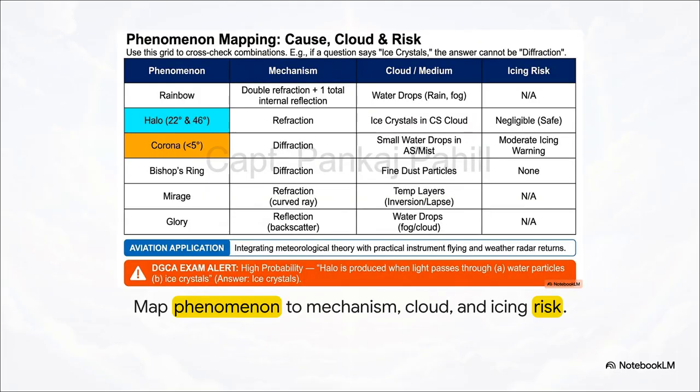You also have to be able to cross-check these facts. Map the phenomenon directly to the mechanism, the cloud medium, and the icing risk. For instance, if an exam question states ice crystals, well, your answer simply cannot be diffraction or corona. Ice crystals go with refraction, cirrostratus clouds, the halo, and a negligible icing risk. Cross-referencing like this prevents unforced errors.